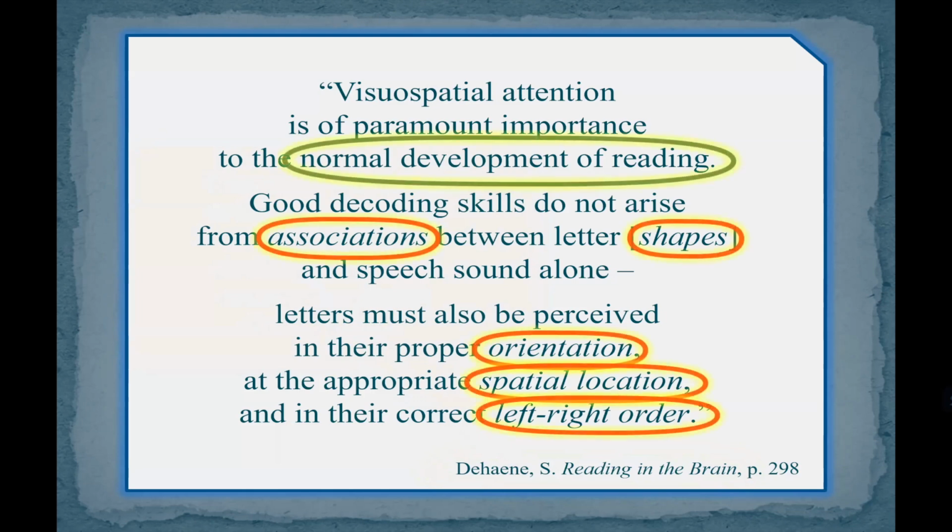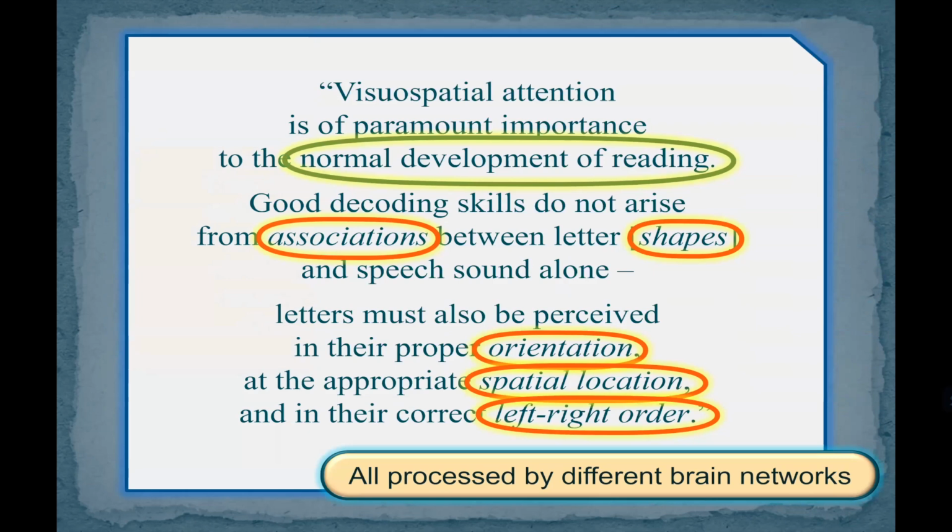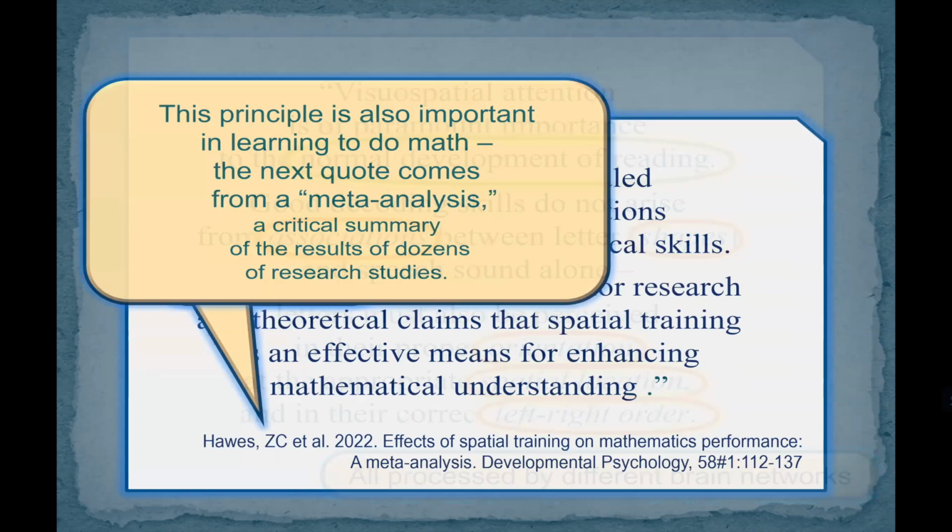Associations between shapes, orientation, spatial location, left-right order, every one of those things that I've circled in orange is processed by a different brain network. Two of them in the back of your head, one on the right side, one above your left eyebrow. Different parts of your brain. This principle is also important in learning how to do math.